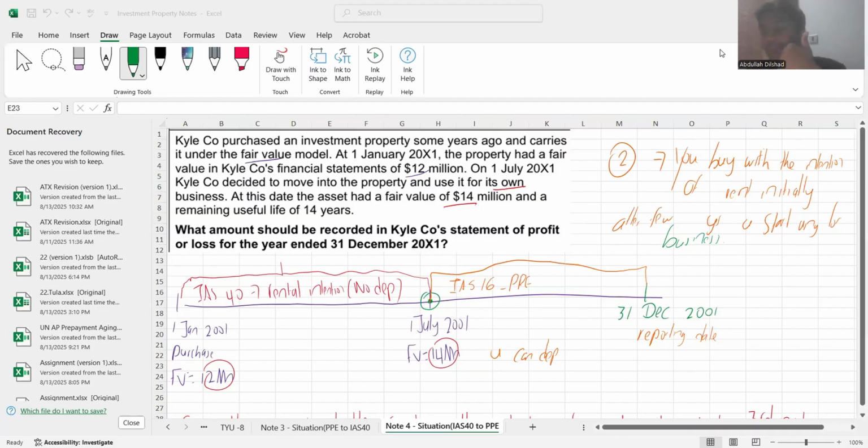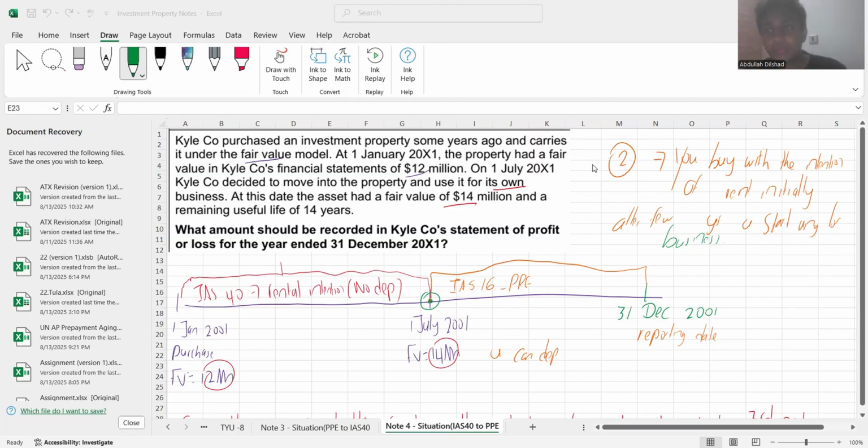So our first situation of real life scenario was we bought the asset to use as a building, and after 5 or 10 years, we use that asset to give it on rent to a third party. That was our very first situation, right? During that time, what we did was IAS 16, and then we went to IAS 40.